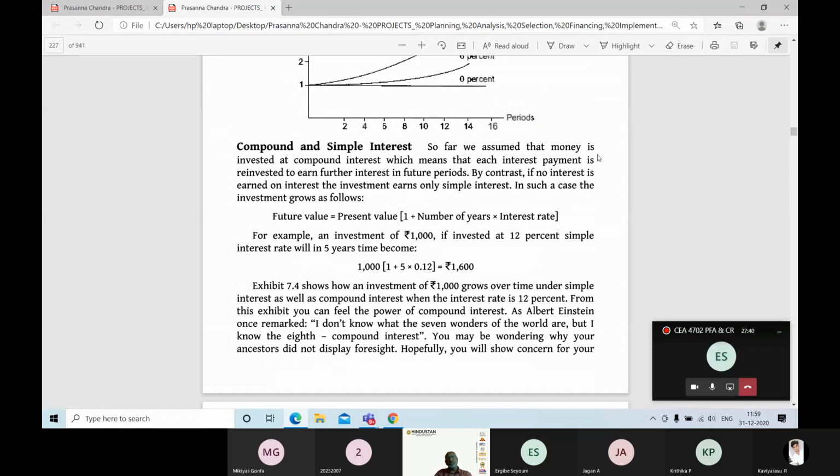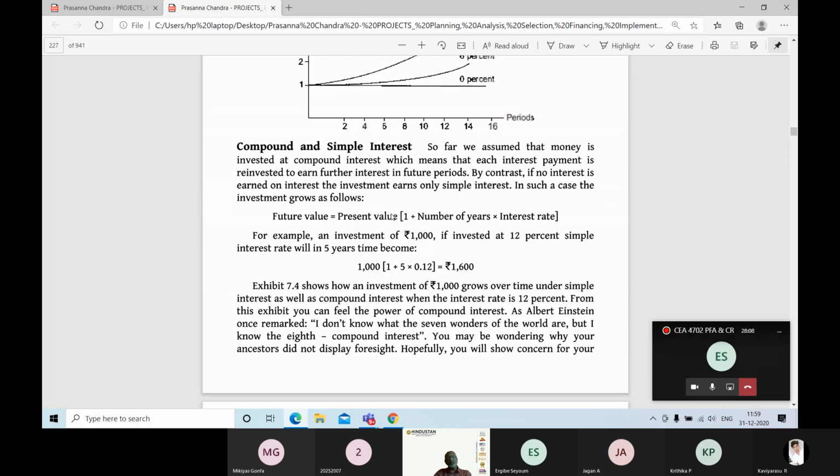So far, we have assumed that money is invested at compound interest, and you have to calculate this. Now consider ordinary interest also. The payment invested is after 1 year, and you have to invest it for the future period. By contrast, no interest is earned on interest. The investment earns only simple interest. There is no interest on interest, so this is simple interest.